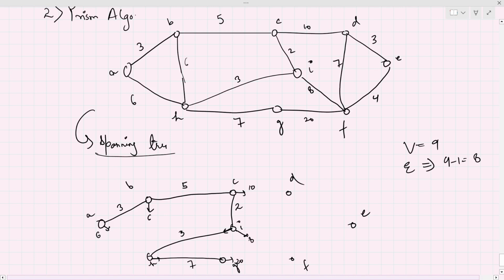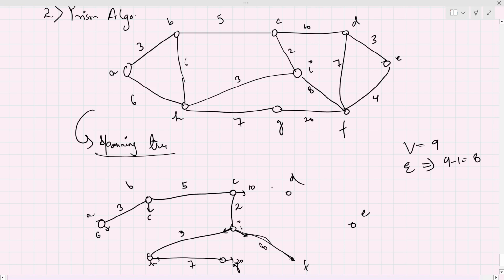Which is minimum? Definitely it is 8. So from G we go back from H to I. Now we are going on the same path. Now we have to connect from I to F. Why are we connecting from I to F? Because it gives a minimum result. Now the edge weight is 8, so we connect I to F. You cannot connect G to F because the weight is 20 and we are drawing a minimum spanning tree. We have to select the minimum path.